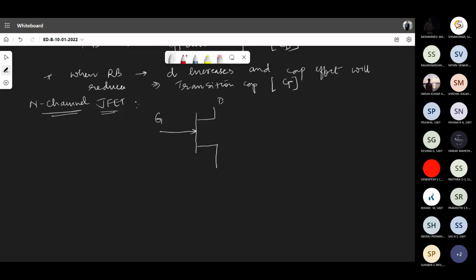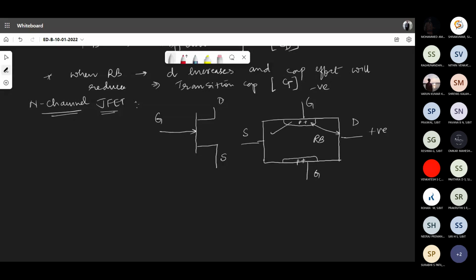An N channel JFET: gate, drain, as well as source. This is the layer diagram, P plus. These two are gates. One side is the source, another side is the drain. And we all know how the channel is being controlled. You always give a negative voltage to this. There is always a positive voltage fed to this. So what is the condition of these two junctions now? Getting reverse biased.